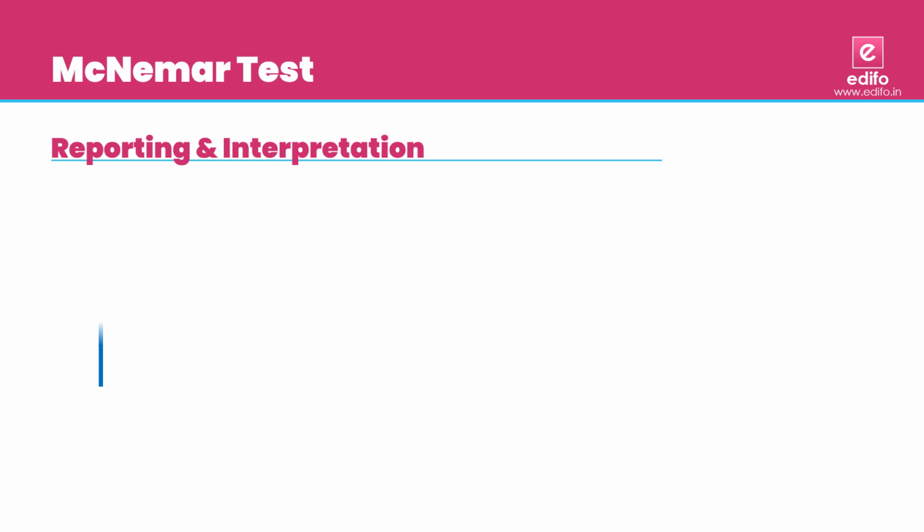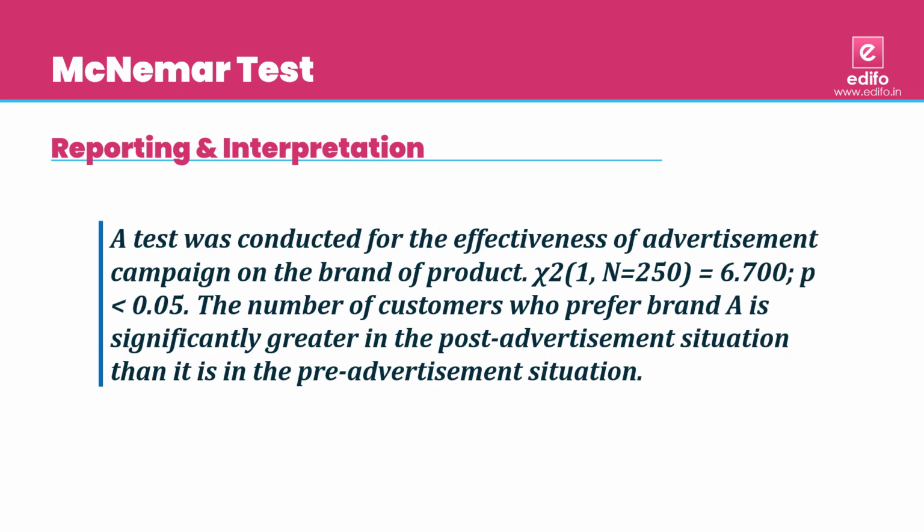Now how can we interpret and report this result? Reporting and interpretation. This is the way we can interpret it. A test was conducted for the effectiveness of the advertisement campaign on the brand of the product. Then chi-square, within brackets, the first parameter is the degree of freedom, which is 1. N equal to 250, that is the sample size, equal to 6.700, that is the chi-square value. The p-value is less than 0.05, because we are rejecting the null hypothesis. Definitely the p-value should be less than 0.05.